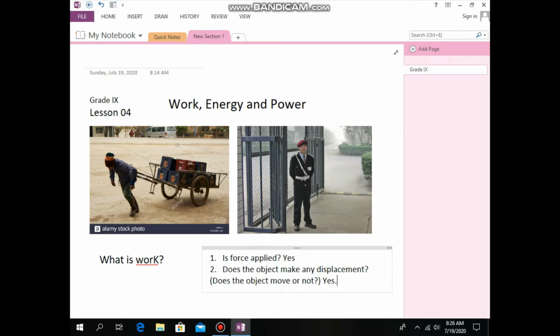Okay, look at the first example here. Here you can see a person is pulling a cart. Is he doing any work or not? To find out, you need to ask these two questions. Is the person applying force? Yes, he's applying force to pull the cart. And the second question, does the object make any displacement? By pulling the cart, the cart moves in the forward direction, that is in the direction of force. So the answer to the second question is also yes. That is why this person is doing work on the cart.